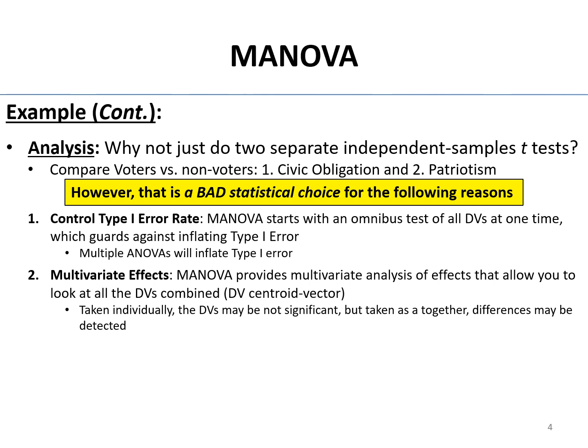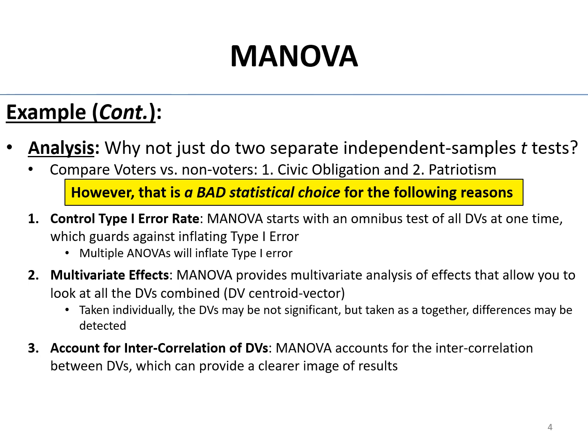So you could, for example, find that if you analyze them individually, you don't really find a difference, but taken together, it's more than just the sum of their parts. You do find a significant difference between those who voted or not. You would lose that if you did separate t-tests or ANOVAs.